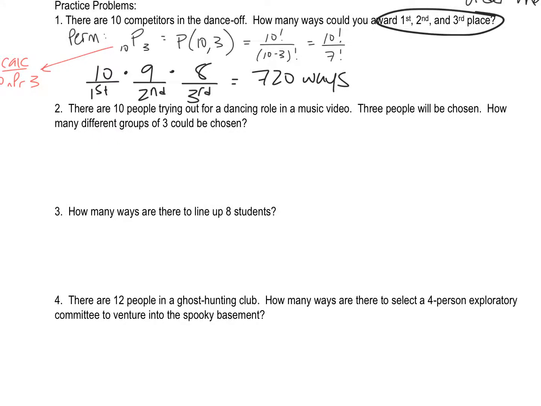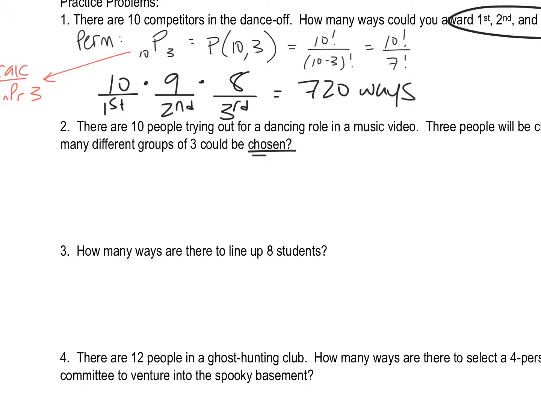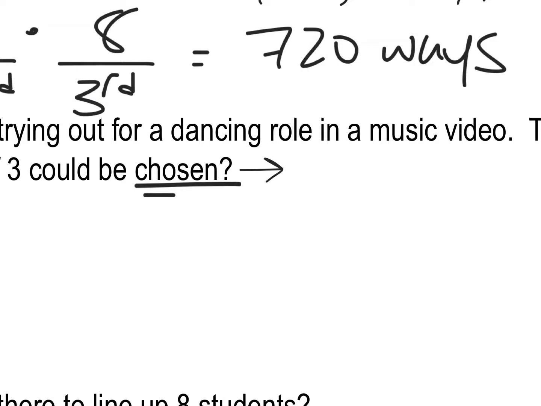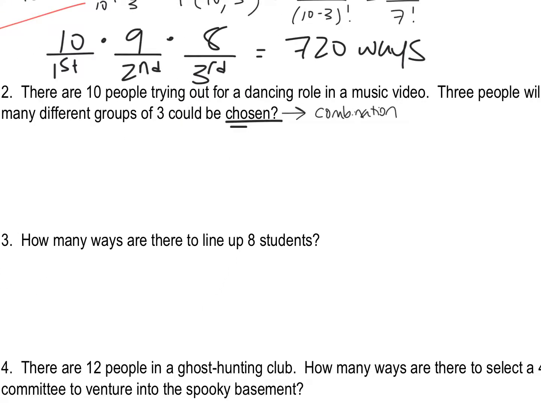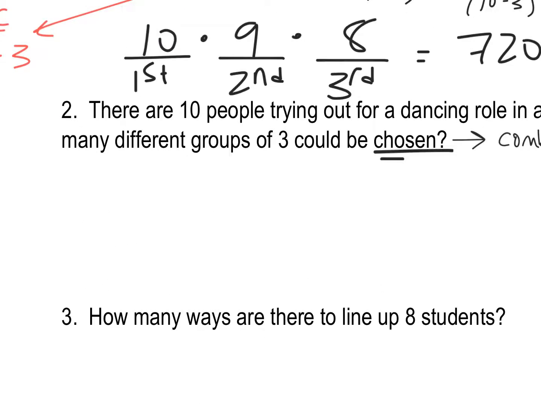There's 10 people trying out for a dancing role in a music video. 3 people are going to be chosen. How many different groups of 3 could be chosen? So keyword there is choose. This is a combination because we're only choosing 3 people. It's not first place, second place, third place. It's just groups of 3. Strictly, it doesn't matter which order you call the people in because you're just placing them in a combination. So out of 10 people, choose 3. Same symbolic notation as writing combination 10, 3.